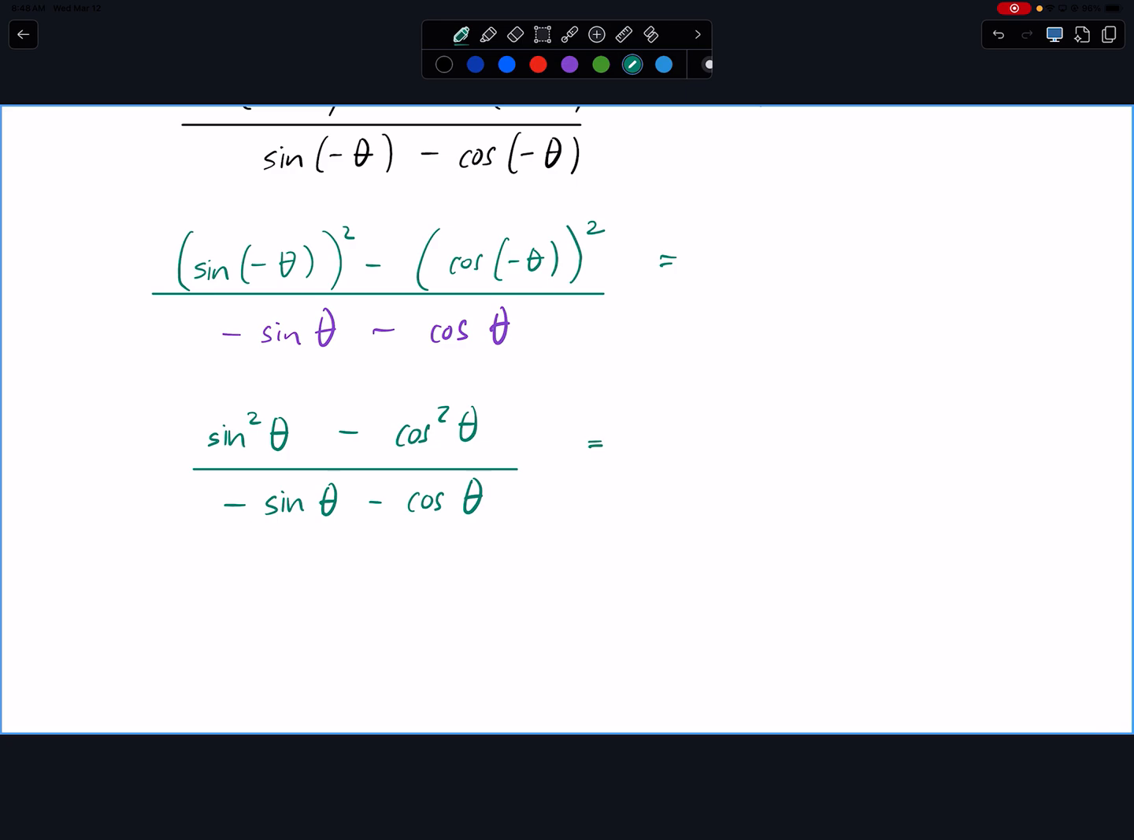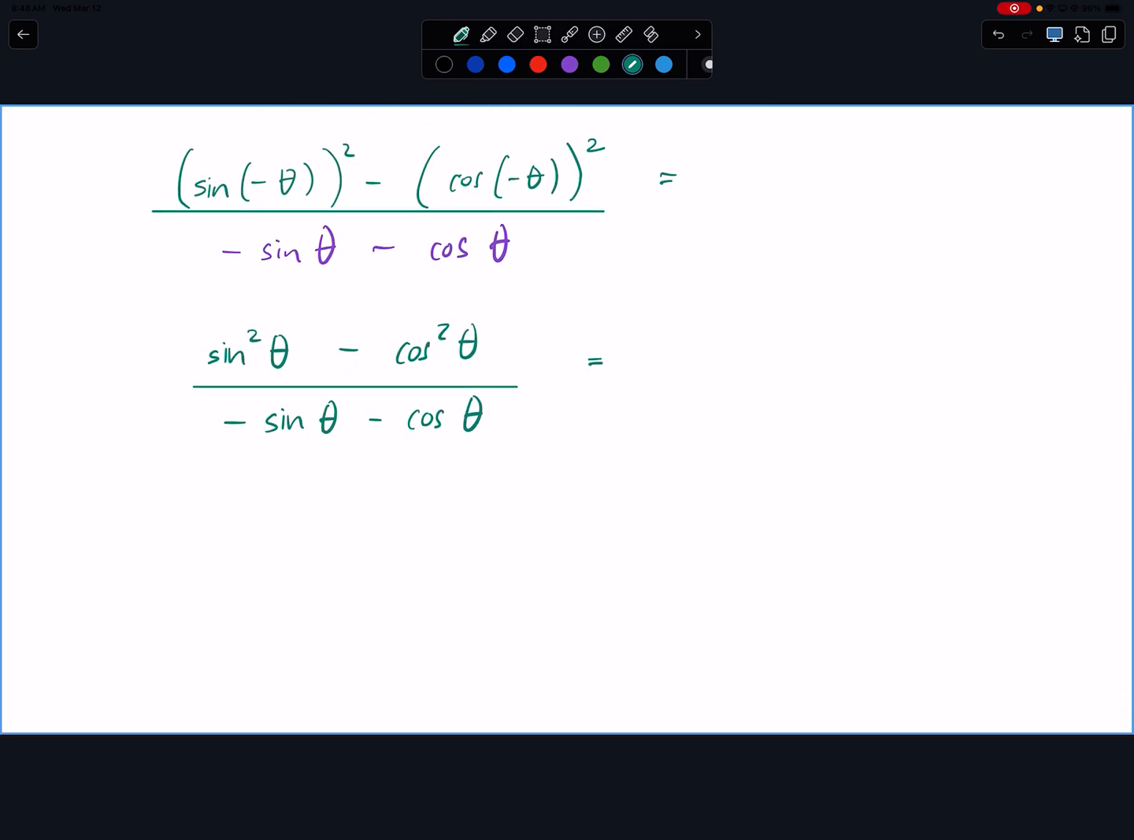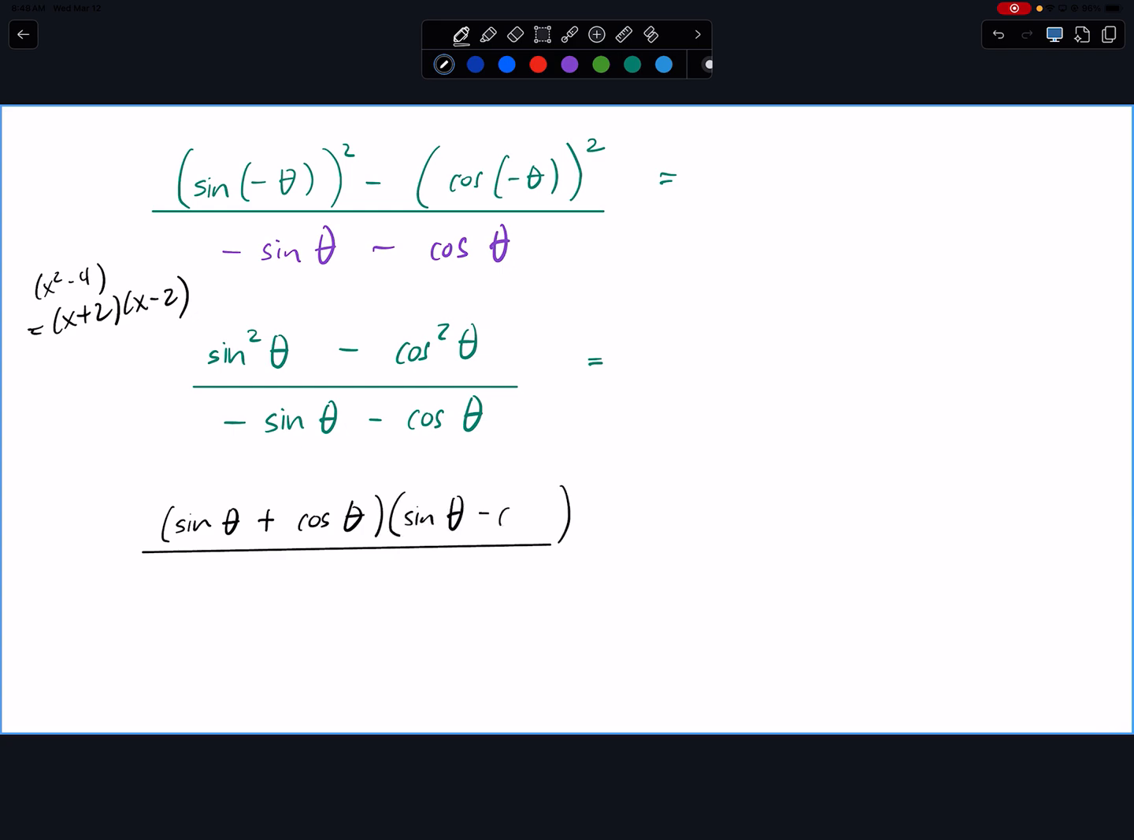All right, we did a problem kind of like this yesterday. This factors. This is a difference of two squares. It's kind of like x squared minus 4. We're all in agreement that means the same thing, right? So how could I rewrite this then? Yeah, sine theta plus cosine theta times what? Yeah, minus cosine theta. Okay.